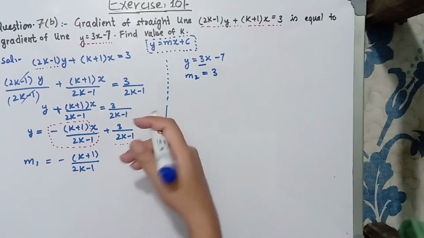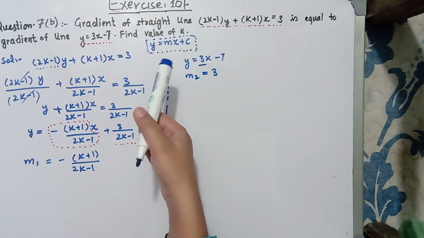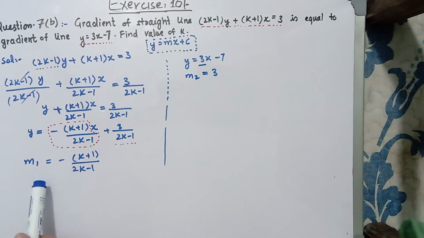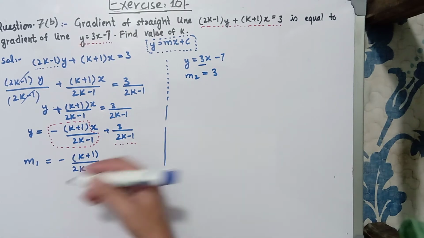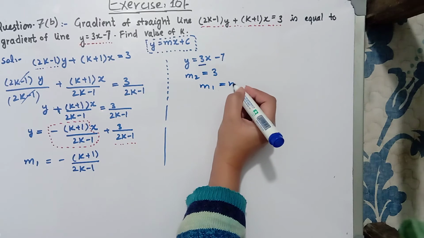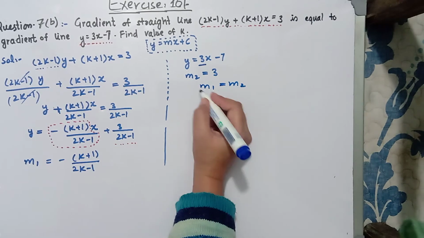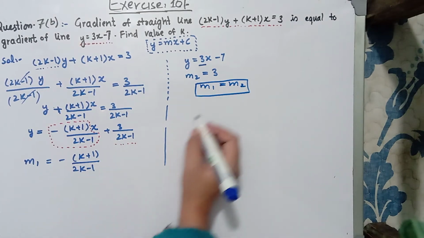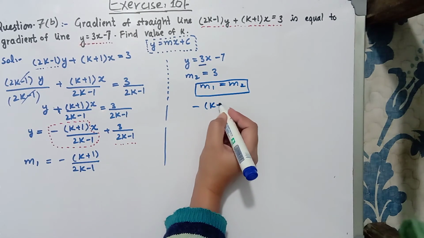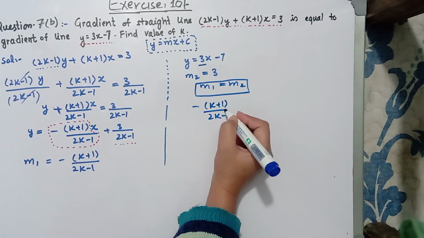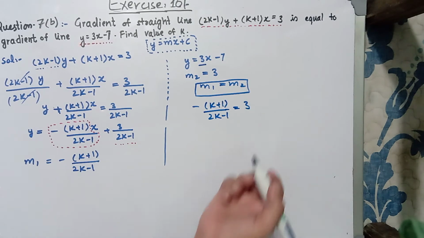Now the condition given in the question is that the gradients of these lines are equal. So it means that m1 is equal to m2. I can write that both the gradients are equal. This is the given condition in the question. So I will substitute the values. m1 is minus (k plus 1) over 2k minus 1 equals 3.